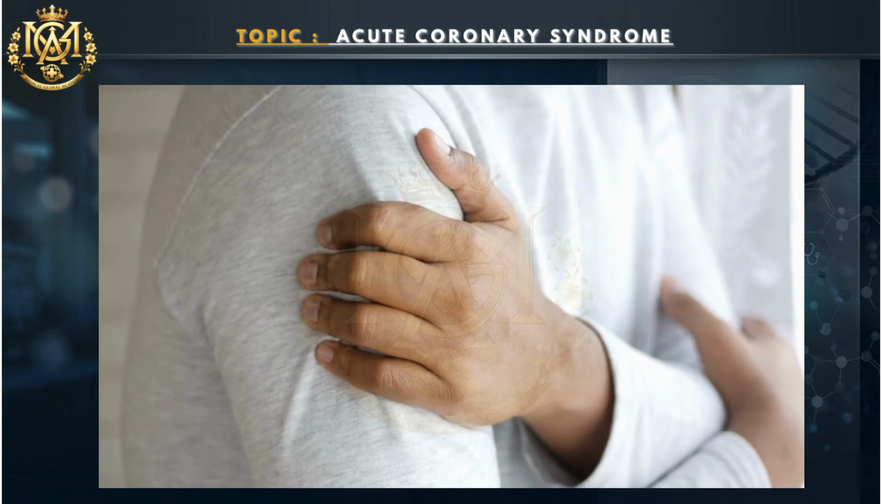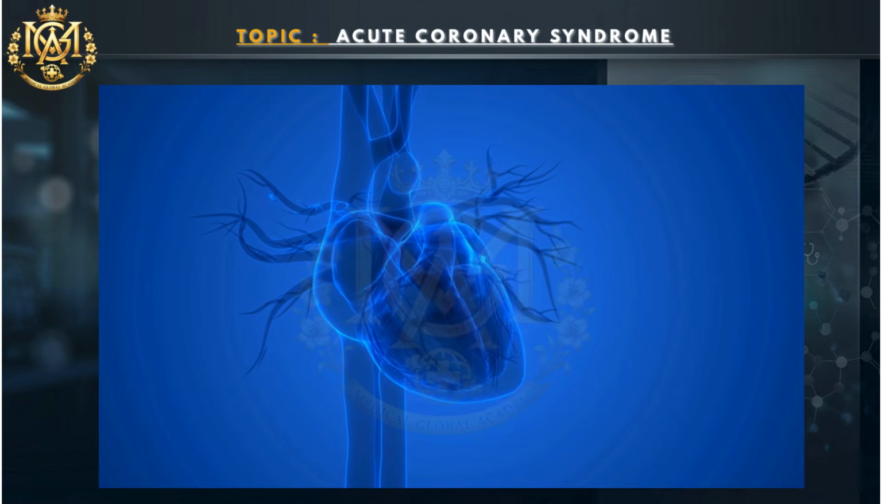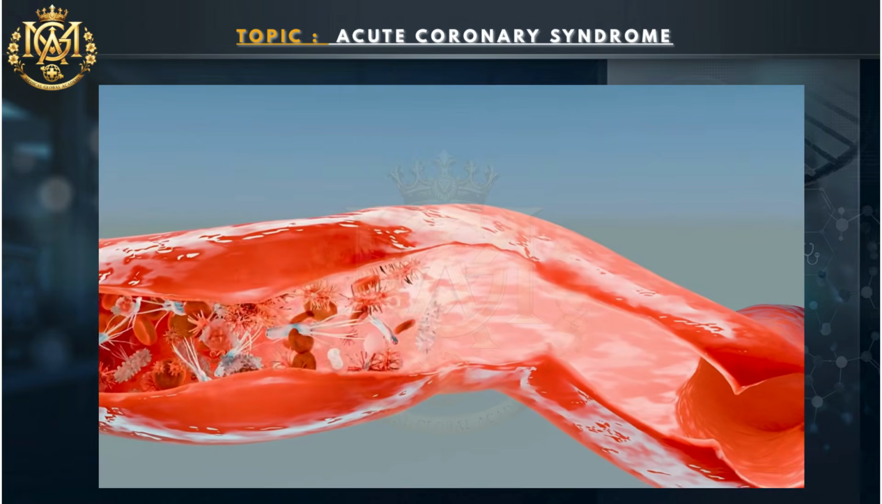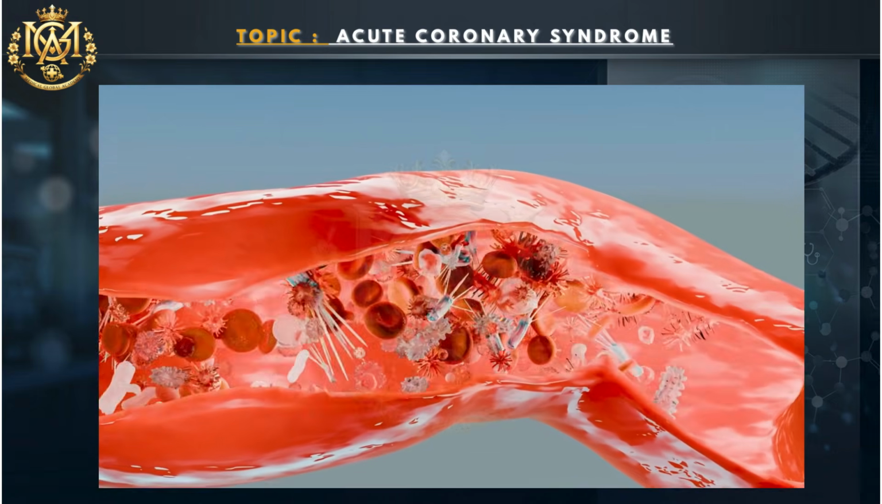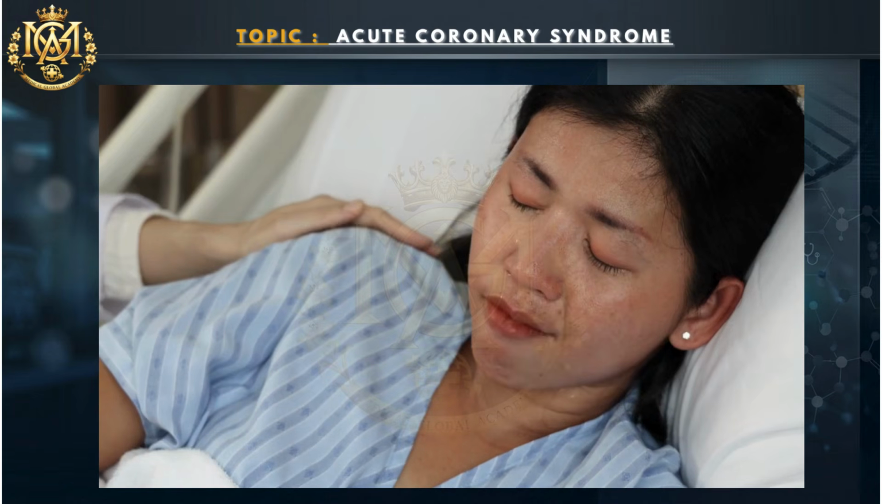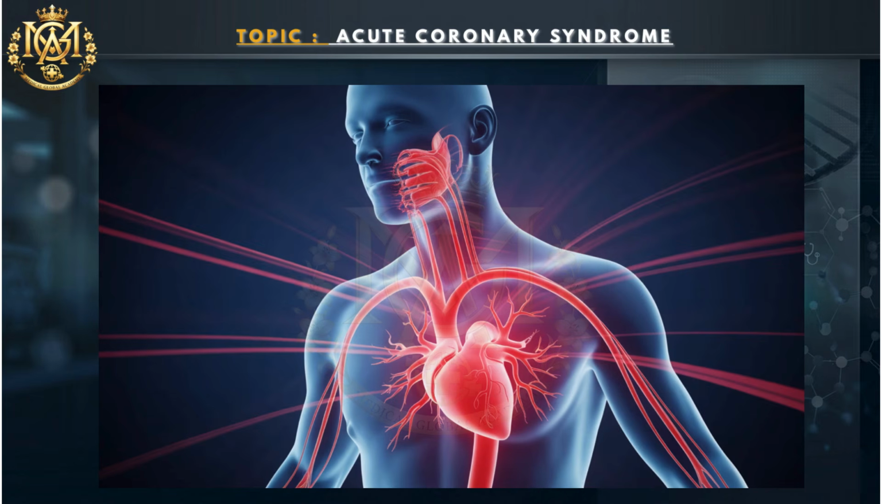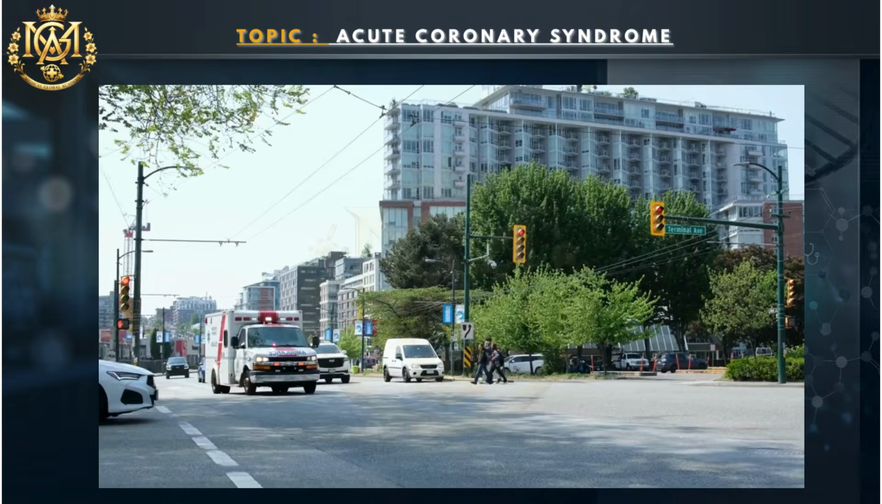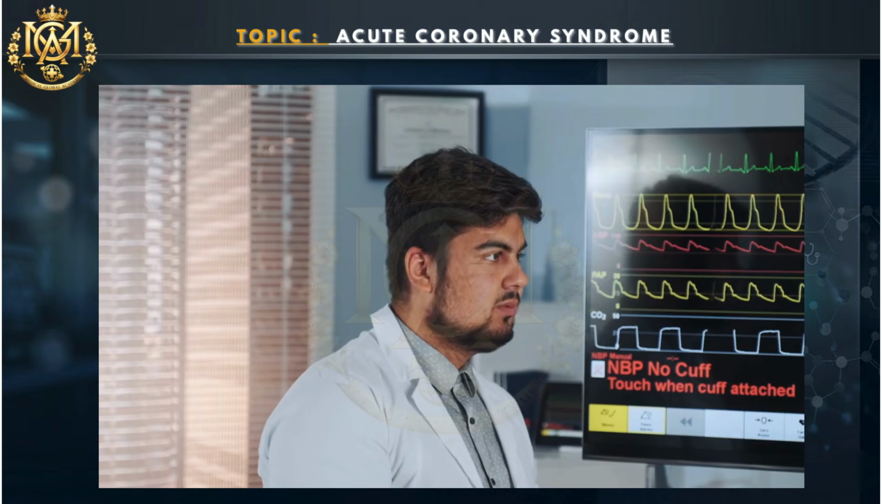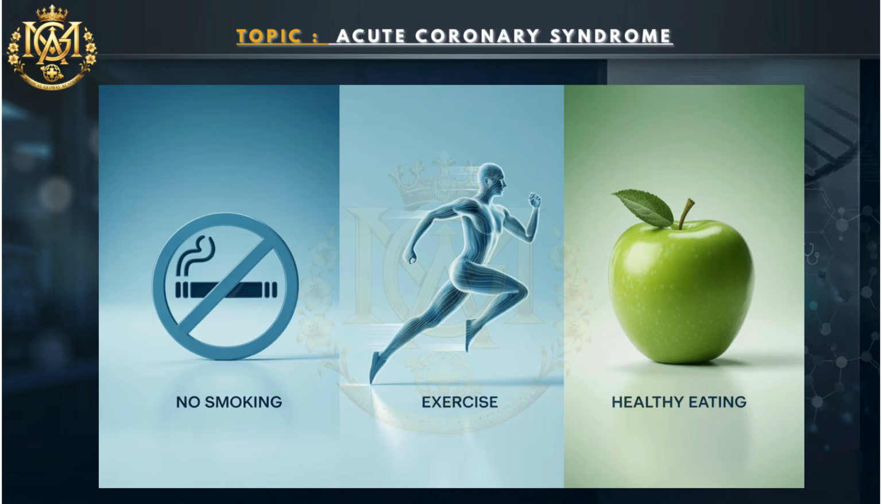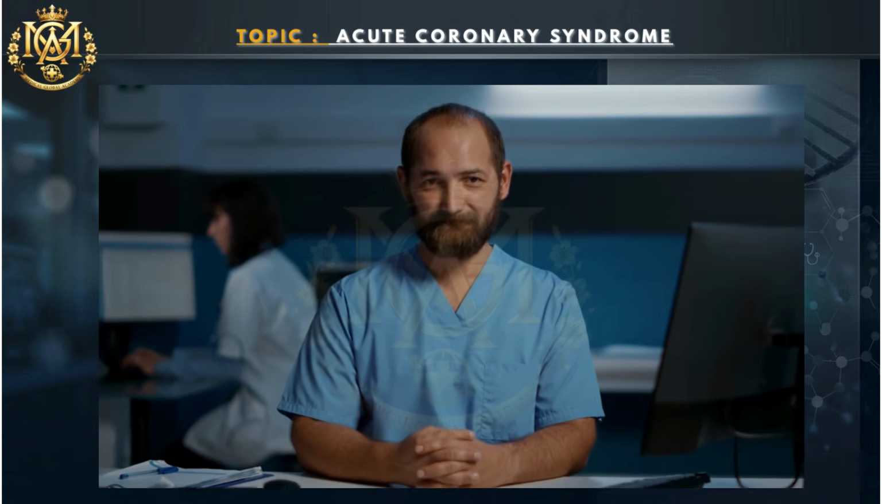Don't ignore it, as every second counts. It could be acute coronary syndrome. This happens when blood flow to the heart is suddenly blocked. Common symptoms include chest pain, sweating, and anxiety. Pain may spread to the left arm, neck, or jaw. This is a medical emergency. Early treatment can save your life. Avoid smoking, manage stress, and stay active. If you notice symptoms, act fast. Save a life.